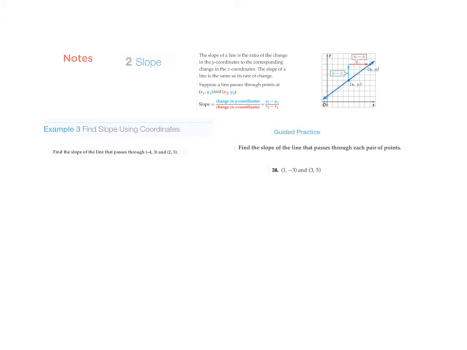So what we want to be able to do in this particular section is find the slope. And the slope formula is right here, which is basically subtracting your y coordinates and putting it over your x coordinates and reducing that fraction. So the change in y and the change in x, similar to our rate of change. So let's look at our first example.